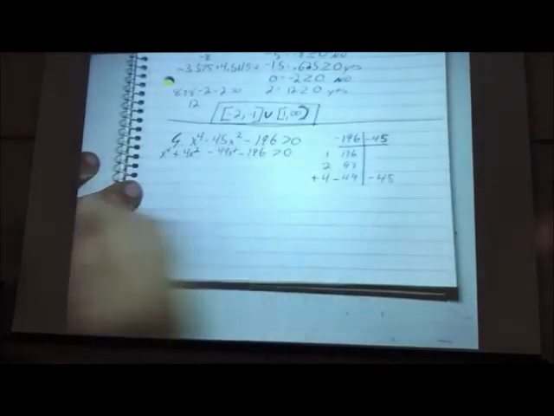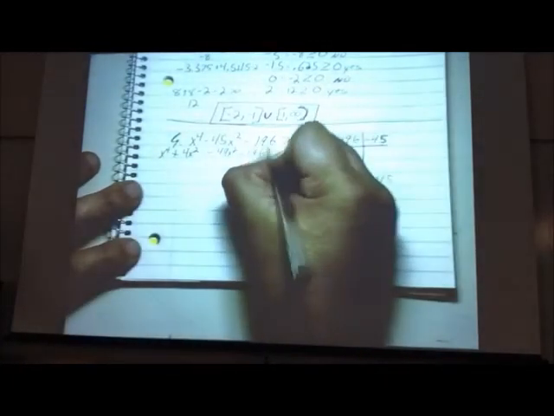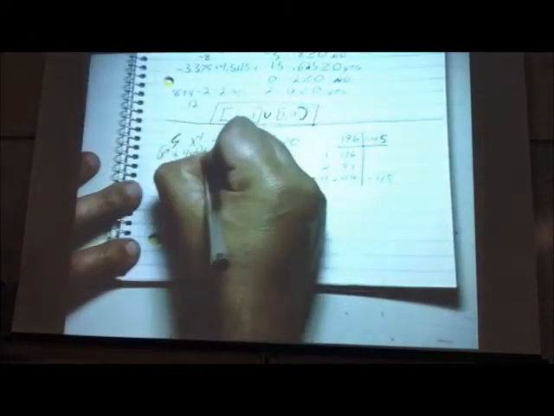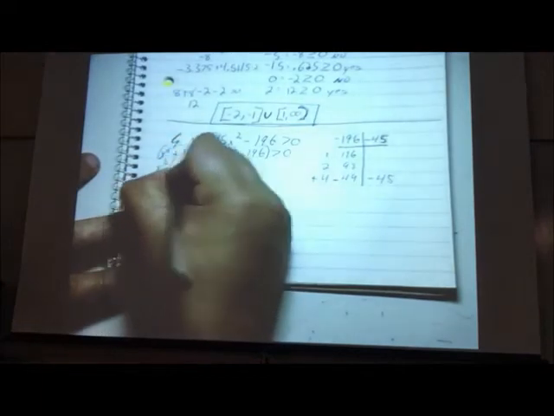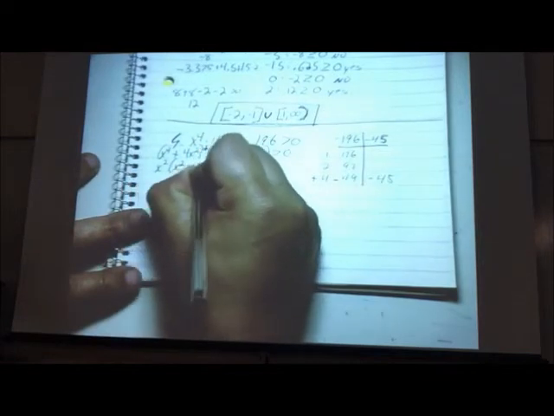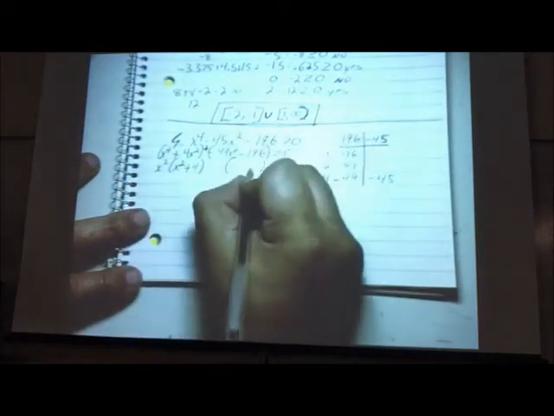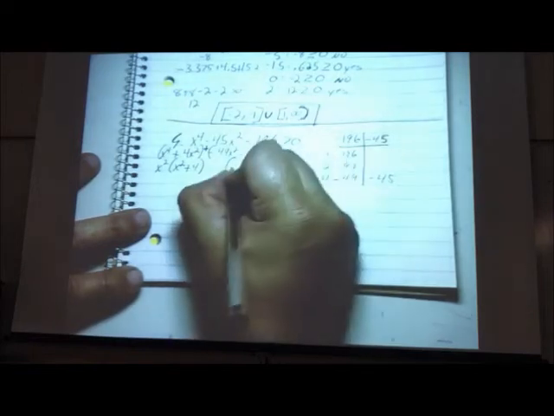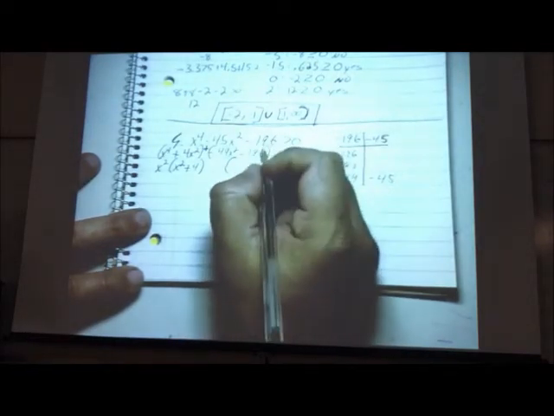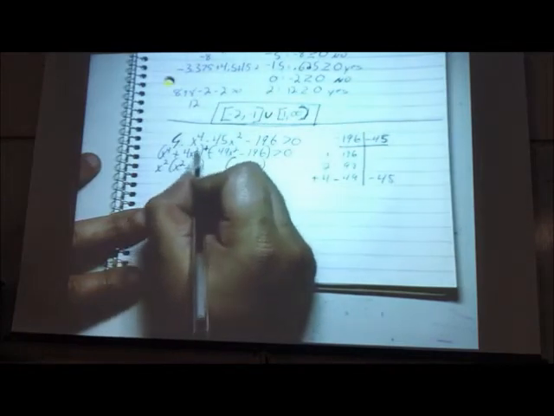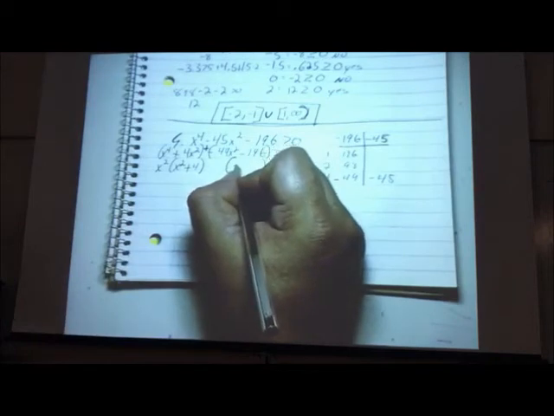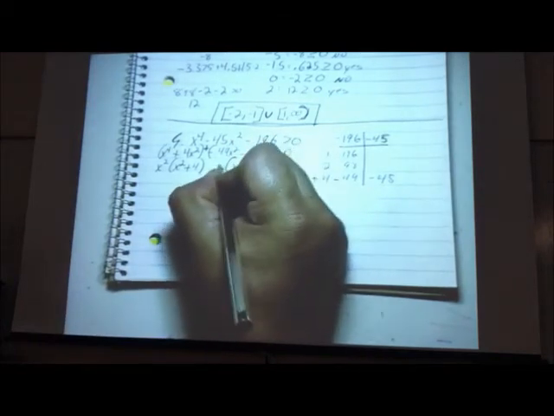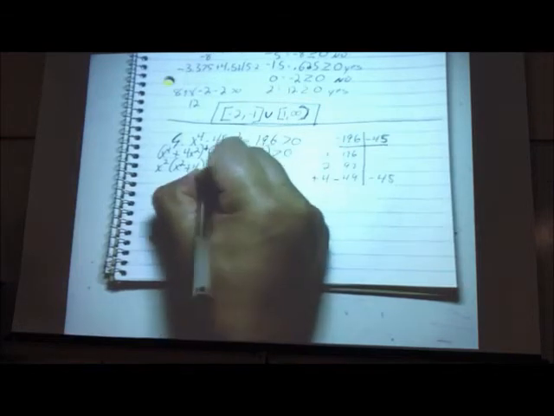1, 2, 3, 4. What can I do? Group it. Don't forget your plus so you don't make a mistake. What can I factor out of the first section? X squared, leaving me x squared times x squared plus 4. What can I factor out of the second group? Negative 49. So I'm going to factor out a negative 49.